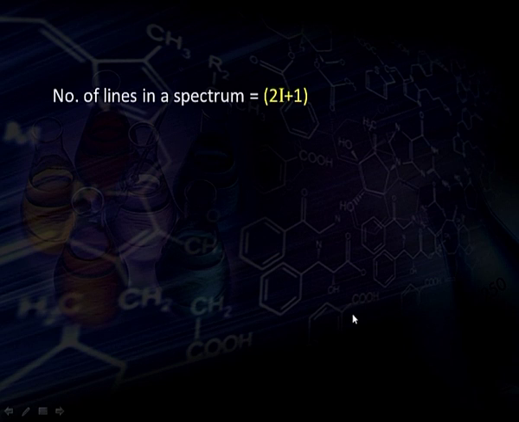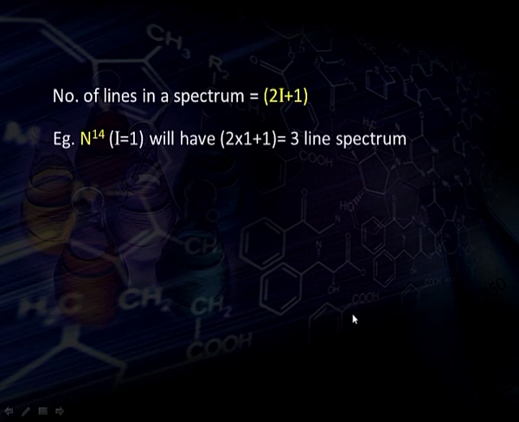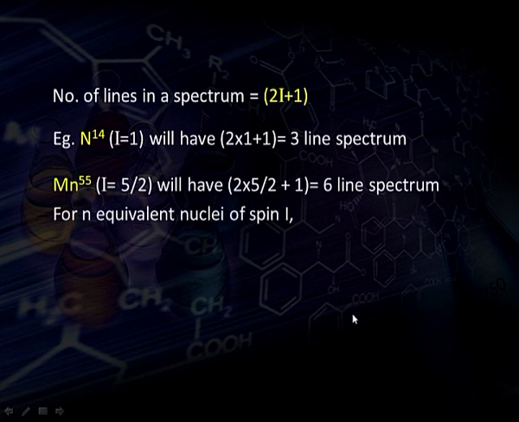There is a formula to calculate the number of lines in a spectrum, and the formula is 2I plus 1, where I is the spin of the nuclei. Example, we have N14. The spin of nitrogen is 1. So, we will have a 3 line spectrum. Putting the value of I in the formula 2I plus 1, we have 2 into 1 plus 1 equal to 3. So, we have a 3 line spectrum. In case of manganese, whose spin is 5 by 2, it will have a 6 line spectrum, because 2 into 5 by 2 plus 1 gives 6.